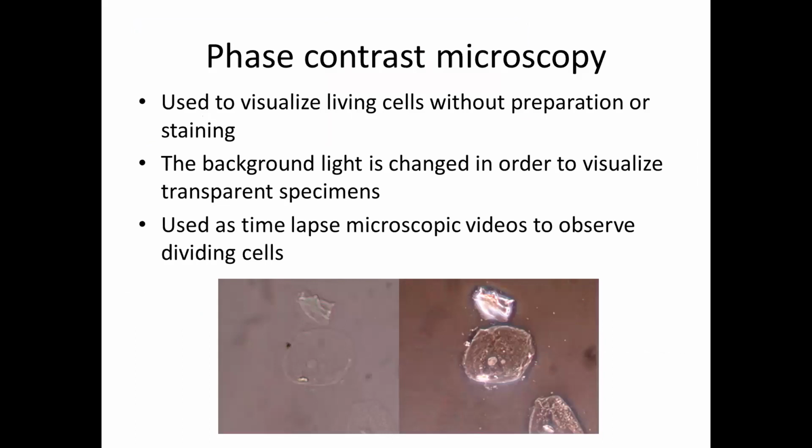Next, we look at what is called phase contrast microscopy or dark ground microscopy. This is used to visualize living cells without preparation or staining. The background light is changed in order to visualize transparent specimens. This can be used for time-lapse microscopy videos to observe dividing cells or cell movements. It can also be used to observe organisms like bacteria or paramecium.